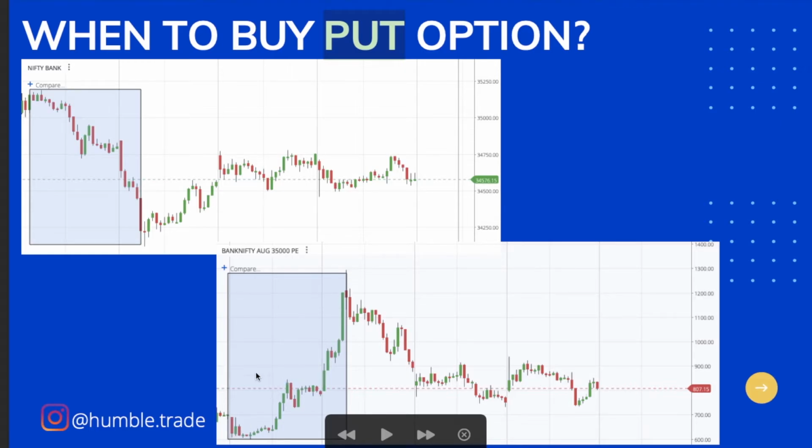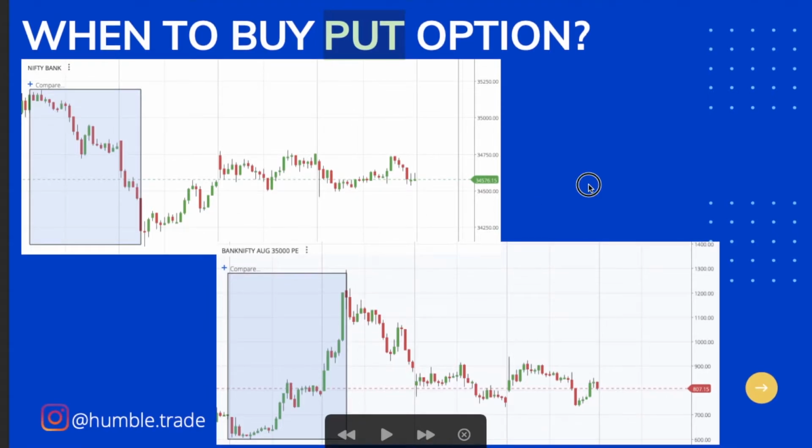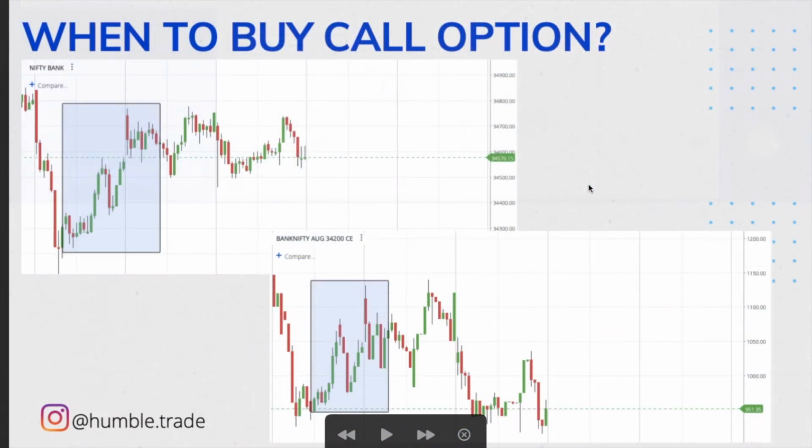It's not compulsory that the change will be this huge, 600, 700 points. The change can be like 100 points, 200 points, or sometimes 50, 40 points. Let's understand when to buy a call option. So, as I said, a call option is for a positive market. Whenever the market is absolutely positive, you can buy a call option.